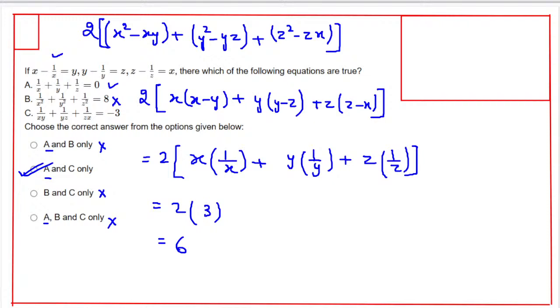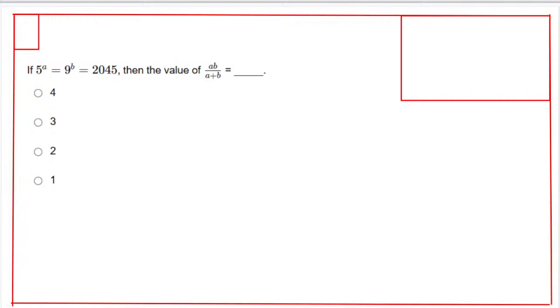Understand this question? That's a good question. Try this out. And in this question, it is 2025. It is not 45, it is 25.